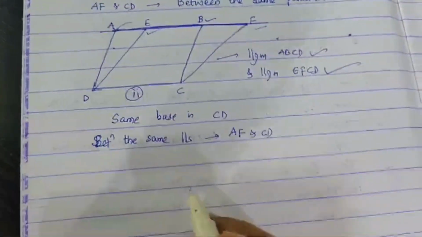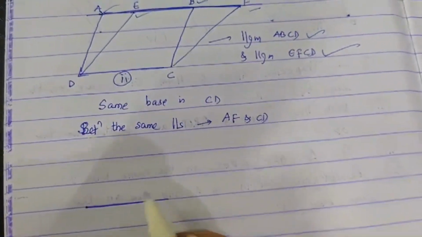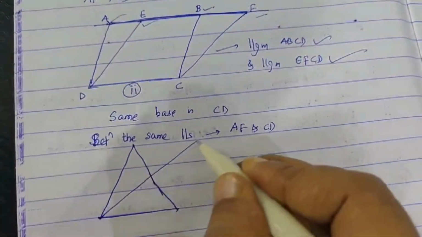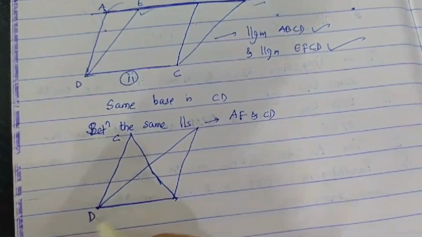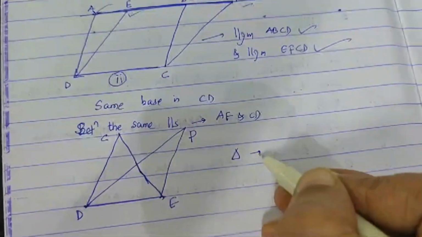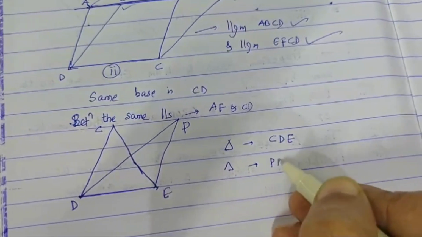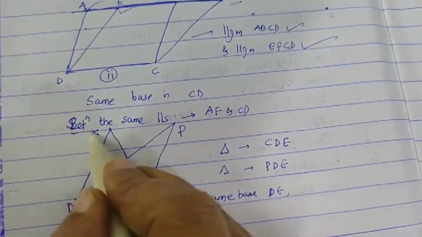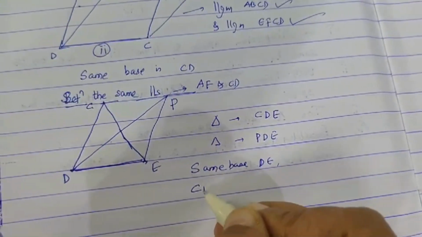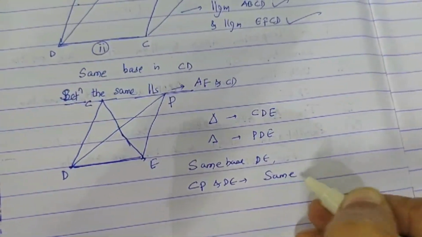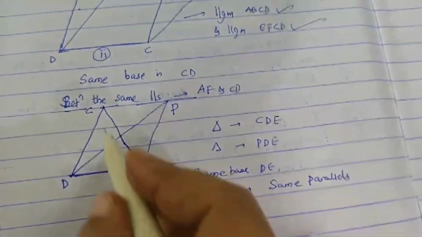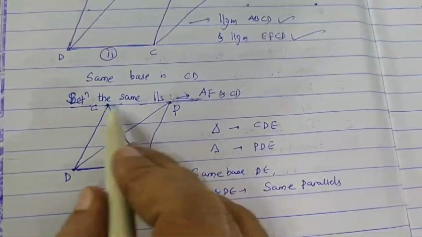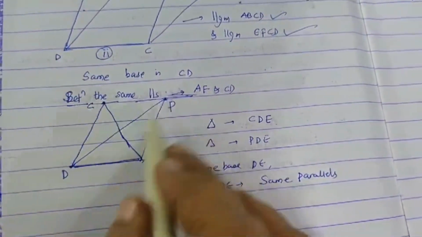Now let's understand one more figure having two triangles. Let us suppose this is one triangle, and let us suppose this is another triangle. Let us suppose this is CDE, this is P. So one triangle is CDE, another triangle is PDE, having the same base DE, and between the same parallels CP and DE. Okay, this vertex lies on this line CP, this vertex also lies on this line CP, so between the same parallels CP and DE.